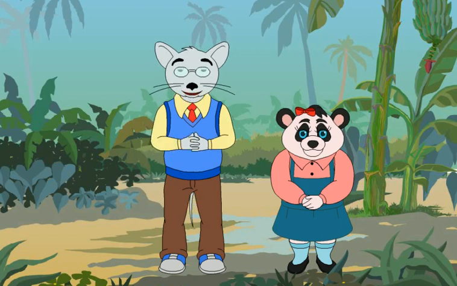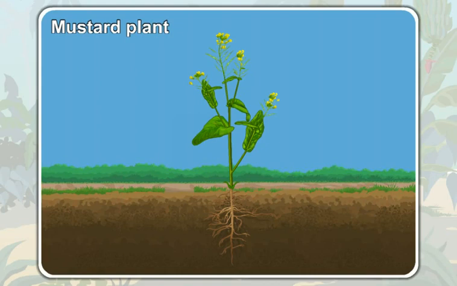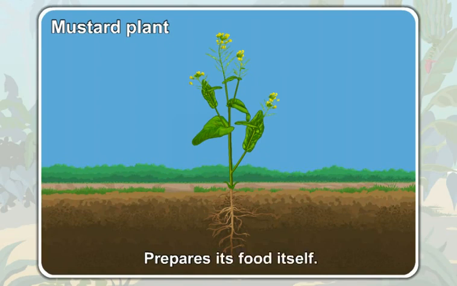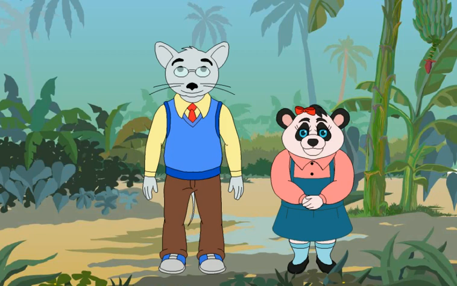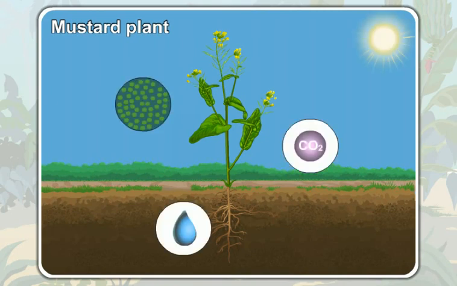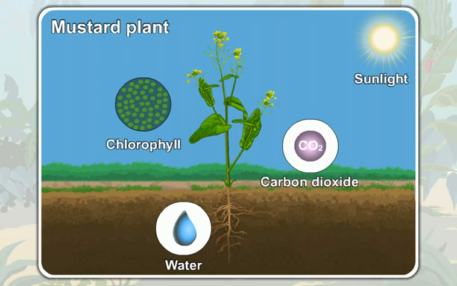A mustard plant is a living thing. It needs food to live. But it does not eat food like a dog. It prepares its food itself. Do you know how it prepares its food? Well, let me tell you. A mustard plant needs various things to prepare its food. The mustard plant needs water, carbon dioxide, chlorophyll, and sunlight to prepare its food.